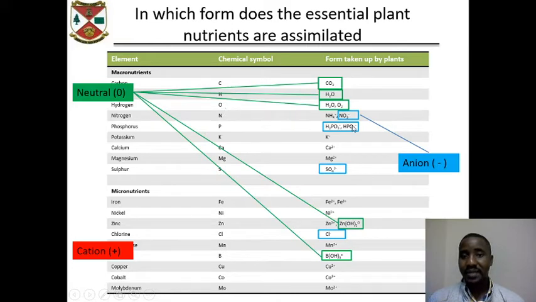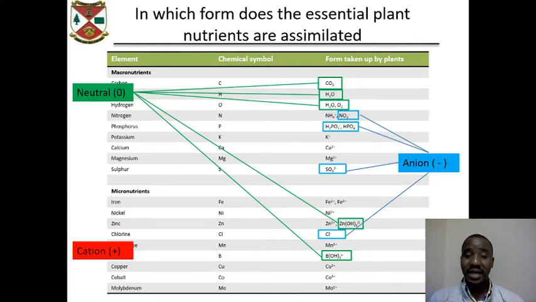So nitrogen is taken up by plants as nitrate. Some plants like the nitrate ion, which is an anion. And phosphorus is taken up by plants as orthophosphate anions. Sulfur is taken up by plants as sulfate, which is an anion, and chloride is taken up by plants as chloride anion.